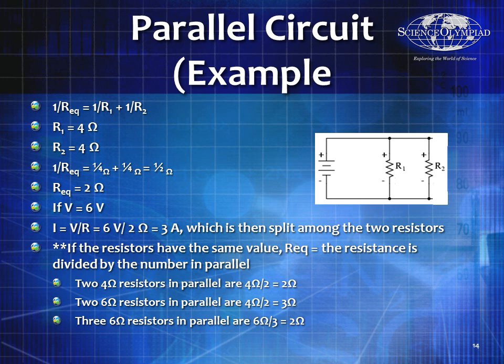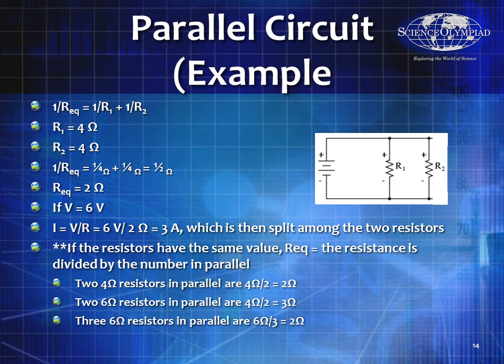So now let's make it 2 4 ohm resistors in parallel. And so the R equivalent ends up being 2 ohms. Again, it makes sense. It's less than 4 ohms, which was our smallest resistance. If we put that same V equals 6 volts, we now have 3 amps, which is then split among the two resistors.